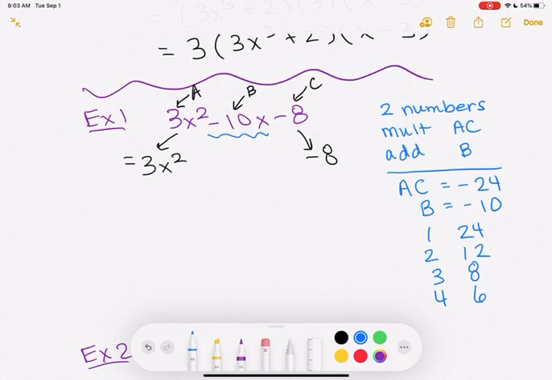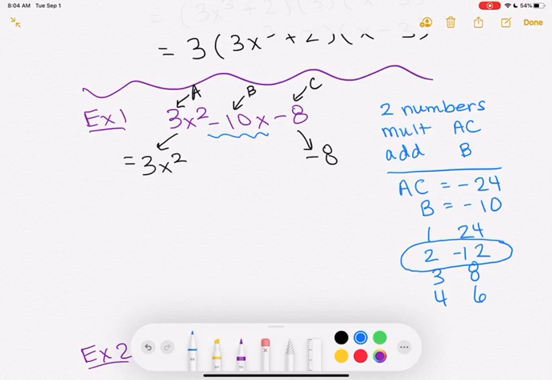How about 2 and 12? Just look at just that set. Could I attach a negative to either the 2 or the 12 to give me a negative 10? I can. If I were to stick it with the 2, negative 2 and 12 would give me a positive 10. And I want a negative 10. So I'm going to attach that negative to the 12, because 2 combined with negative 12, I get negative 10. So now we know 2 and negative 12 gives me negative 10 when I combine them, and they multiply to negative 24.